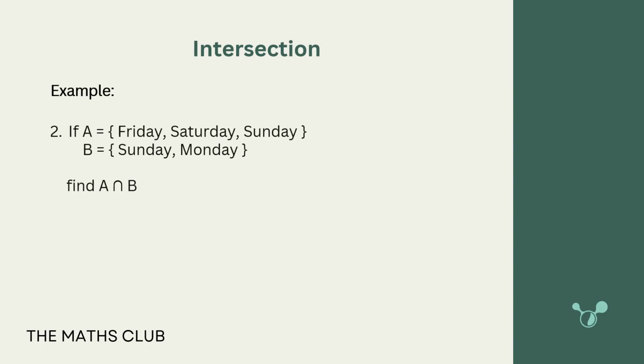Great. Now, the next example is saying we have set A, Friday, Saturday, Sunday, set B, Sunday, Monday. What is the intersection between them? Obviously, if I look at these two sets, the only thing that is common in both of them, the only place where they intersect, is Sunday. So our answer should be Sunday.